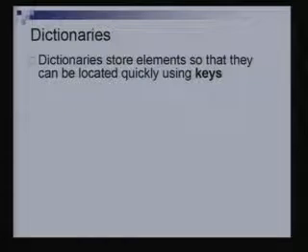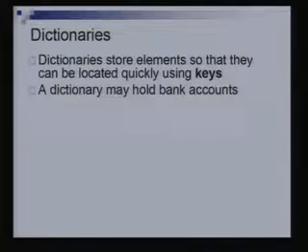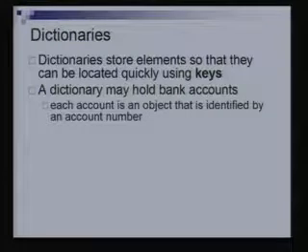A dictionary is an abstract data type that stores elements so that they can be located very quickly. One example of a dictionary is when we want to store bank accounts. Now, when you store bank accounts, what is the notion of a key? The notion of a key is your account number. A bank account has lots of information associated with it, but you are going to access a bank account or data associated with that account by using the account number. So, the account number becomes your key, and an account stores a wealth of information.